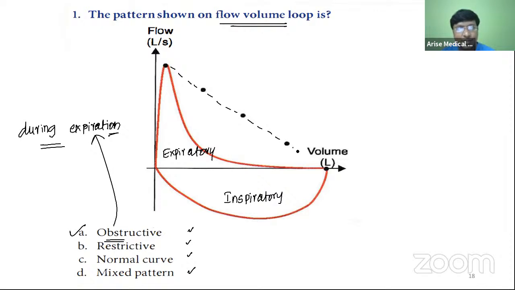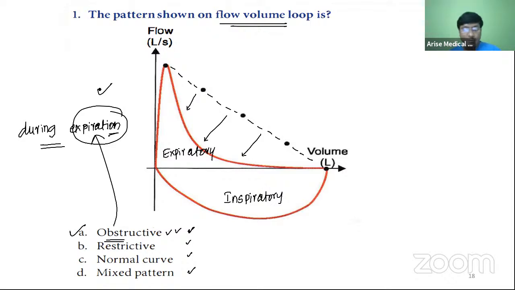This is the normal expiratory loop. So what will happen to the expiratory component? The expiratory component is reduced. As the expiratory component is reduced, this tells it is an obstructive pattern. Why? Because in obstructive lung disease, expiration is reduced.